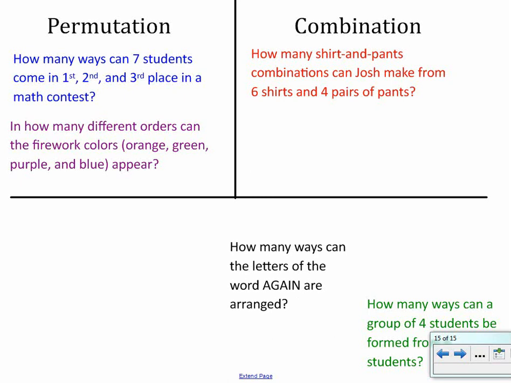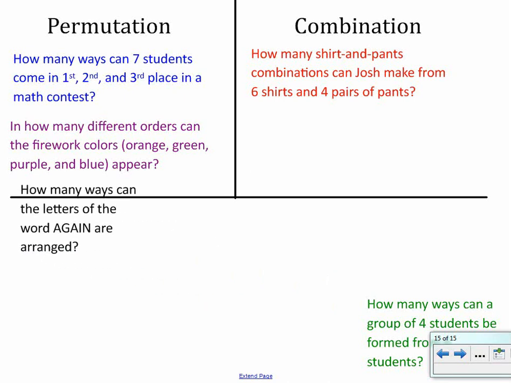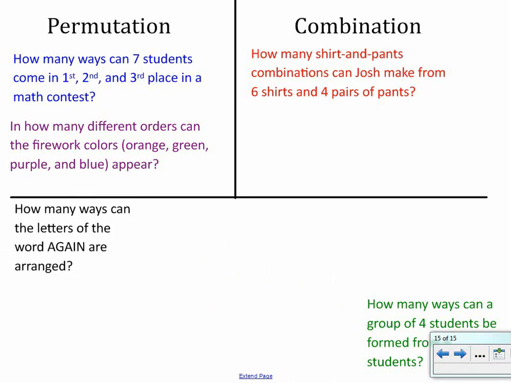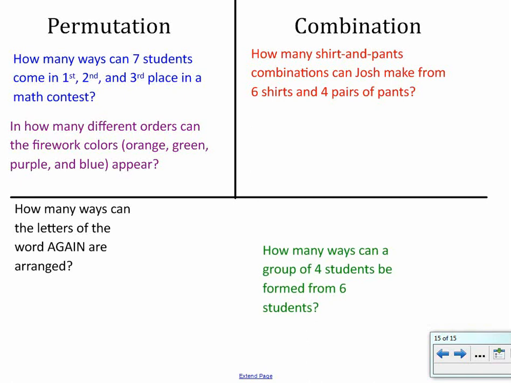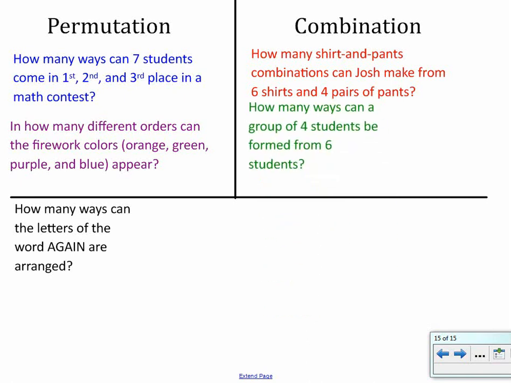How many ways can I arrange the letters? Again, this word arrange is important. It tells me that this again is a permutation. So that goes over here. And then how many ways can a group, keyword group, so that tells me combination, of students be formed.